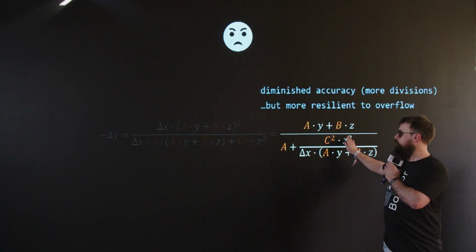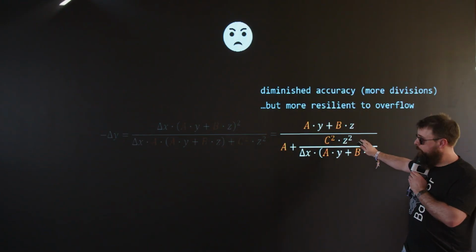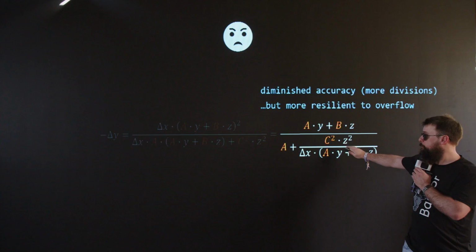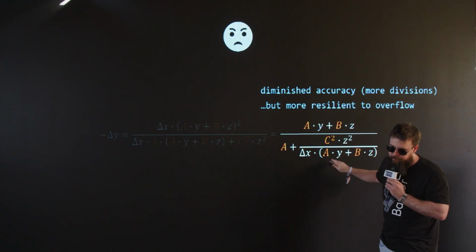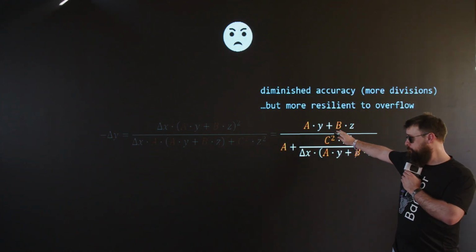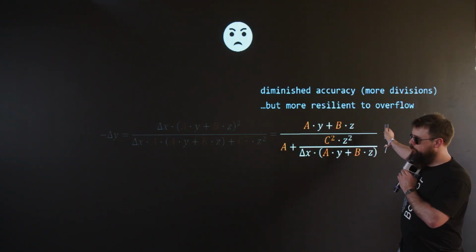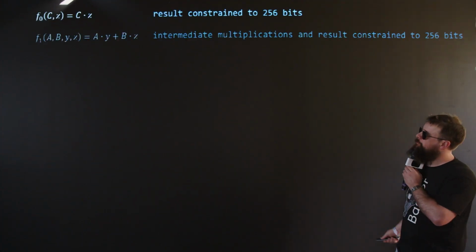This one doesn't have the same memory burden in the numerator, or the denominator for that matter, but it's now performing a division twice. So this means that we're going to get a less accurate computation, but we can handle much larger numbers. So we can have both of these things.